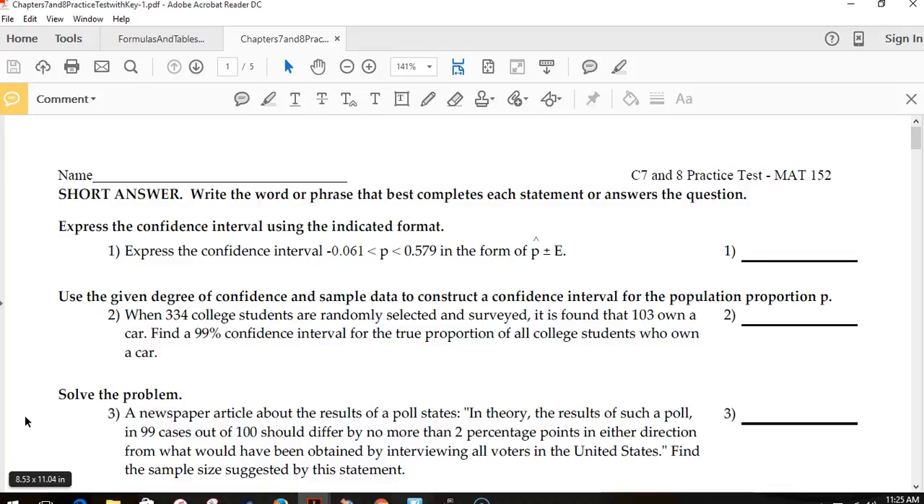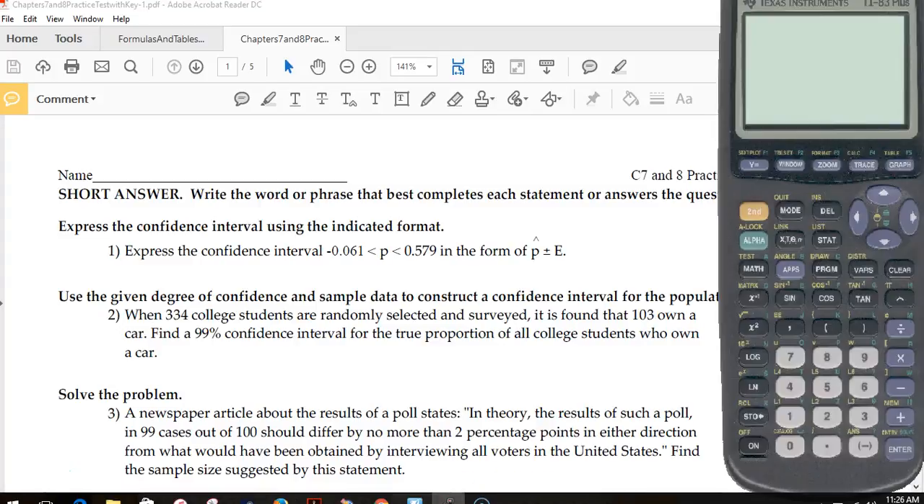Number 1, express the confidence interval negative 0.061 less than p and p less than 0.579 in the form p hat plus or minus e. So you've got a couple of different ways you can express confidence intervals. We have the interval notation that we're looking at here. The calculator spits out something pretty similar to that, you will use set notation, so it won't put the p in the middle. We're looking to put it in the form where we're going to be able to see the best point estimate, and that's the sample data. Here it's p hat, but it could also be x bar or s, plus or minus the e value.